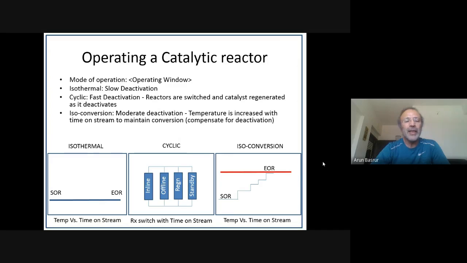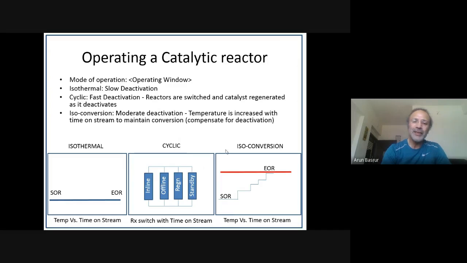However, if the catalyst deactivates rapidly or fast, then one needs to periodically regenerate the catalyst. One way of doing this is to have parallel reactors. So in this figure here, we've shown 4 parallel reactors. The one that says inline is the reactor which is currently in use in the process. Once the catalyst in the inline reactor deactivates, it is taken offline. All the hydrocarbon, etc., is removed from this, and then it is subjected to regeneration.